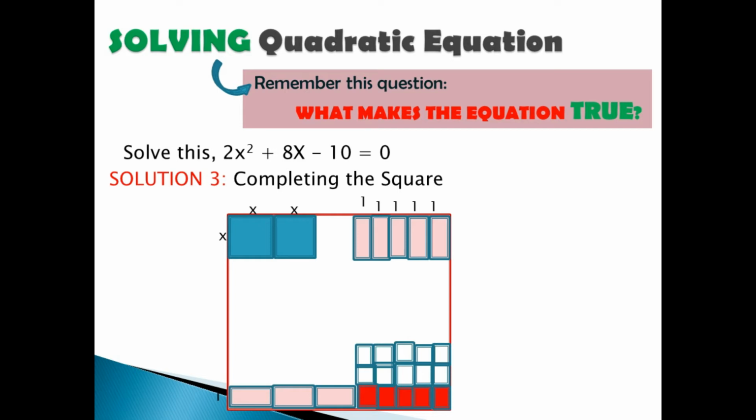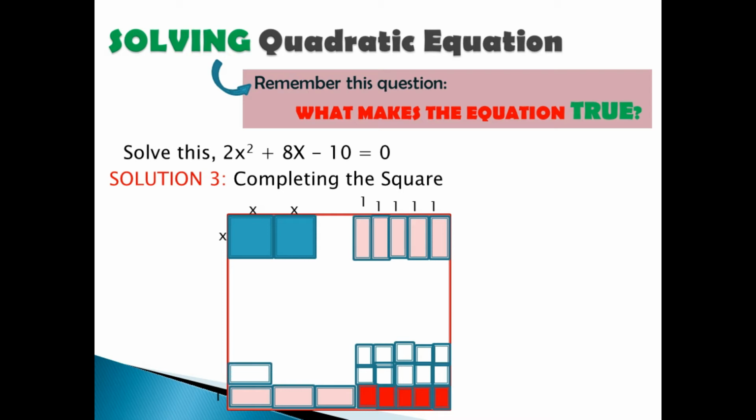We have now two squares with area x squared, that is 2x squared. We have 8 rectangles with area x, that is 8x. And we have 10 rectangles, which is the back portion of our red squares, to represent the -10. However, the square is not yet complete, so we must complete the square.